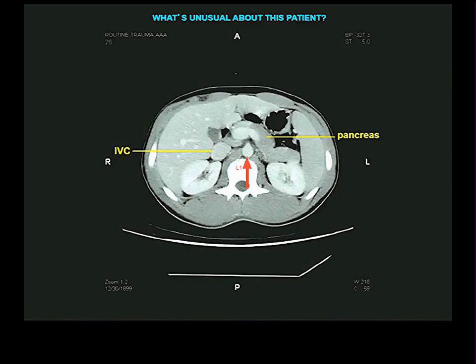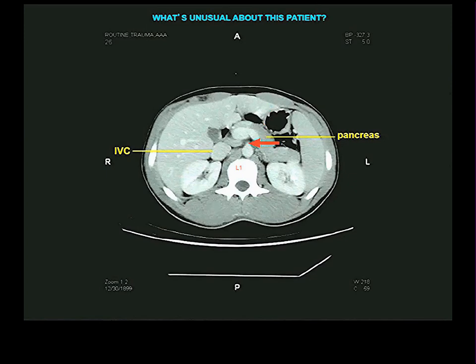We've got aorta on the left anterior surface of the vertebral column. Here we have a nice round IVC. Beautiful, nice round IVC. Left kidney, right kidney, right crest of the diaphragm, left crest of the diaphragm, tail and body and neck of pancreas. Here's the splenic vein joining the superior mesenteric vein to form the portal vein.